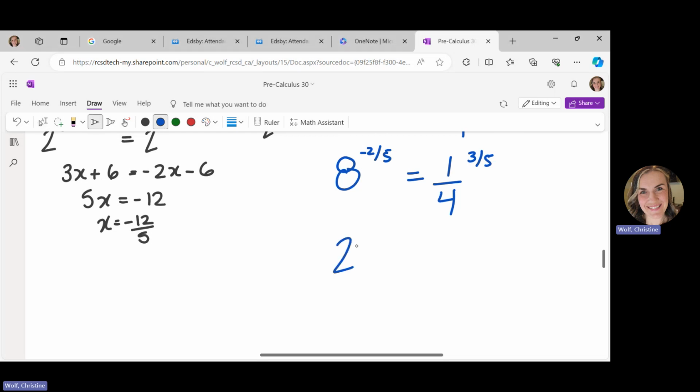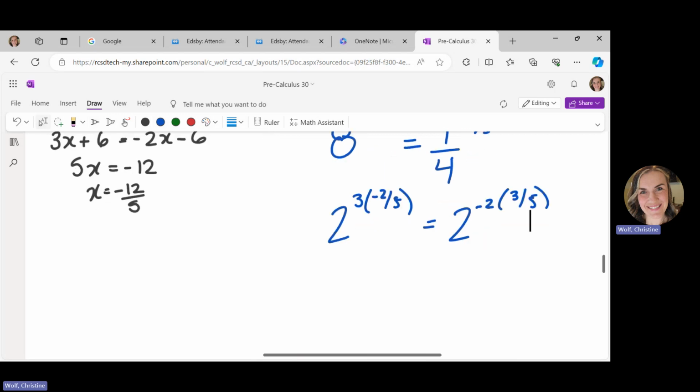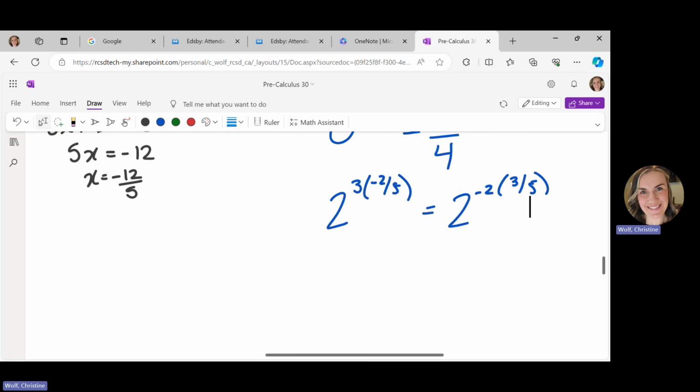So let's rewrite that as 2 to the 3 times negative 2 over 5. Let's rewrite this as 2 to the negative 2 times 3 to the 5. So you know what I mean by I mimicked what we did on the left in the equation? I'm just doing the same thing here. Change those to 2's. We can start getting our left and right. And now there are multiple ways to do this. This is one option. So Carl, if you're about to suggest another option, sure, go for it. 2 to the negative 6 over 5 equals 2 to the negative 6 over 5.